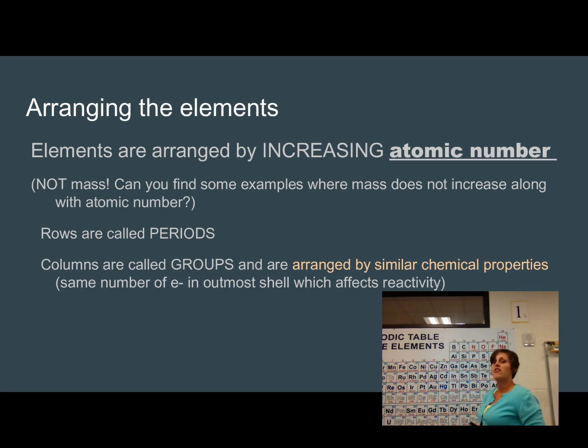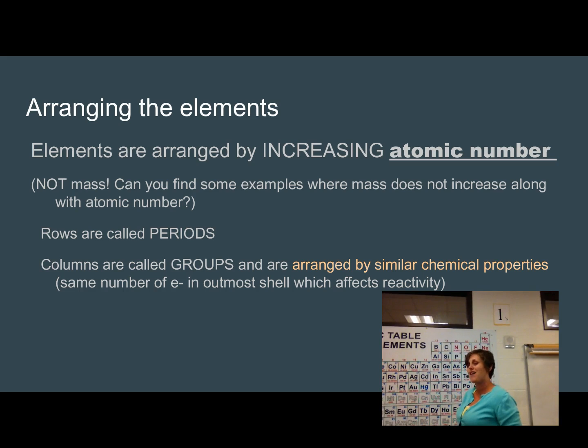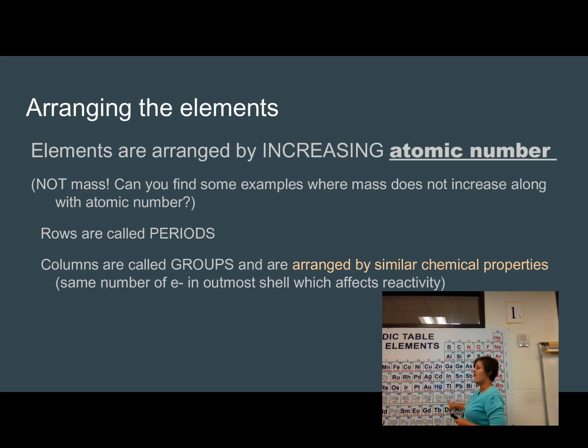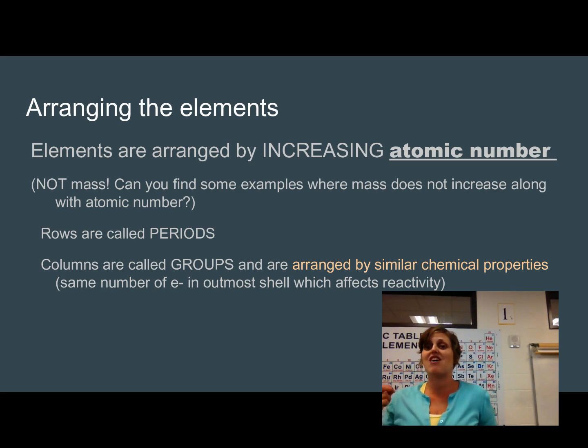But then you have some non-examples where the mass doesn't increase. For instance, you go from 285 to 284, back up to 289, down to 288. So those are your proof that it's not increasing by mass. It only increases by atomic number, because this is the identifying feature for every element. There's no two elements that have the same atomic number or the number of protons.